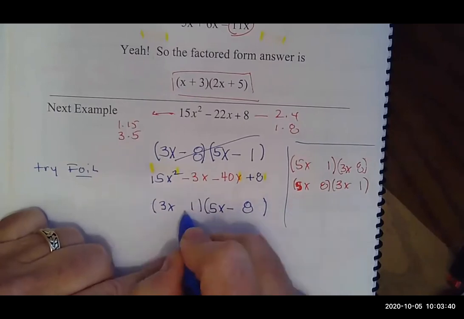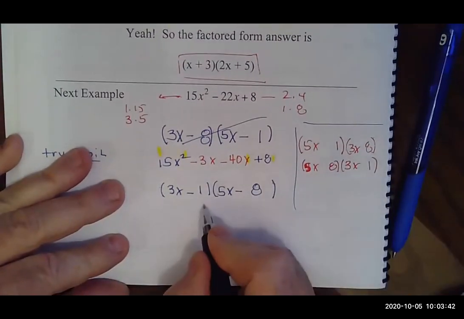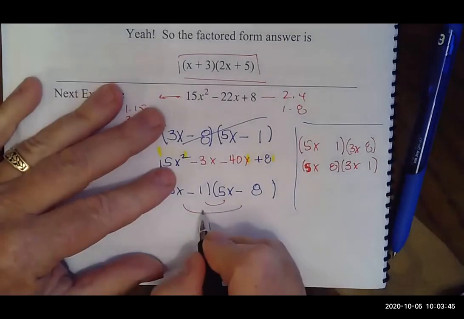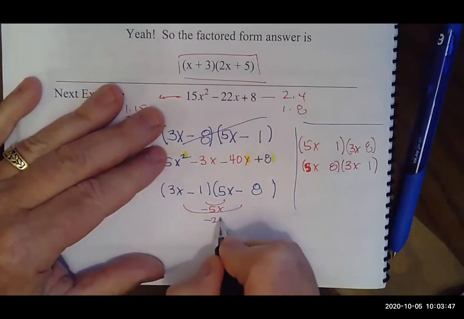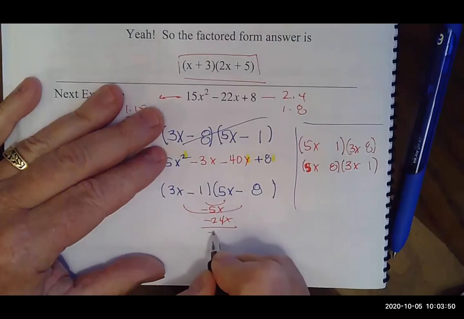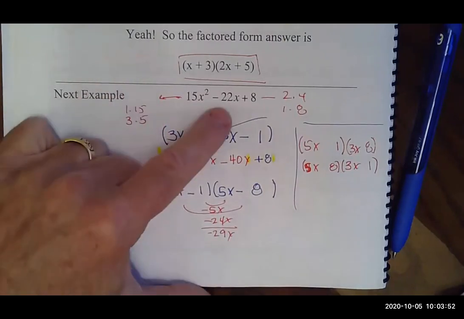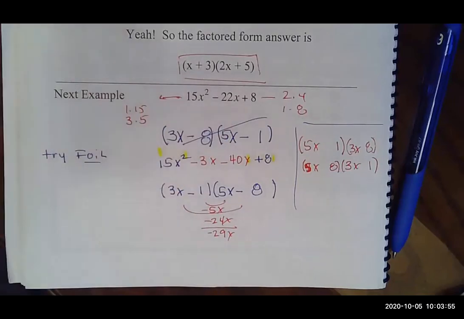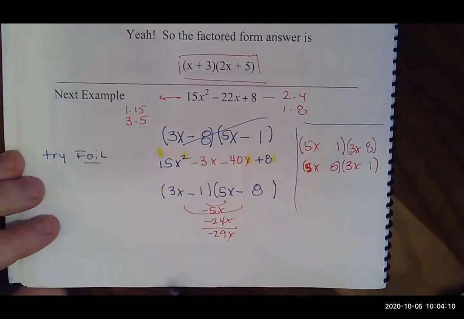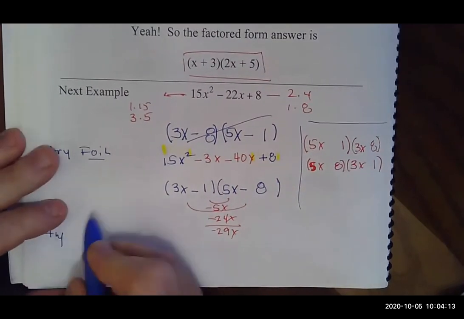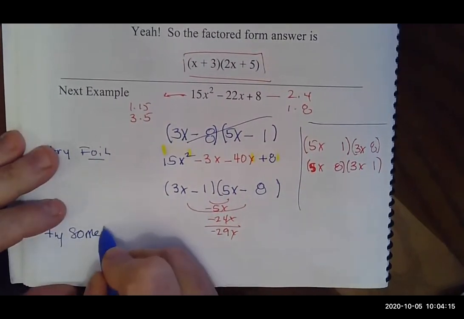All right, so both of them negative sign. Okay, inner, outer is really all you need to check. Minus 5x, minus 24x. Add those together, negative 29x. Doesn't work. Didn't work. So you think I'll say, well, fooey on it, it's prime? Not yet. You have to try all the different combinations that are out there, and that's where it gets challenging. Try something different.